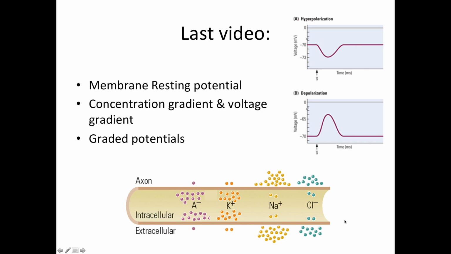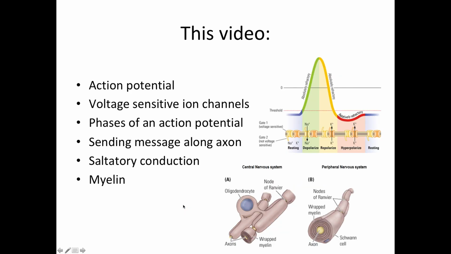And don't forget this figure. So this is at rest, whenever the cell is at rest. This is an axon. So at rest, the concentration of sodium and chloride is larger outside of the axon, outside of the cell, whereas the concentration of potassium and protein and ions are larger inside of the cell.